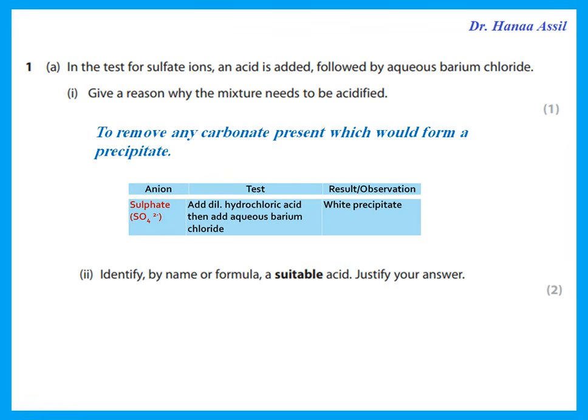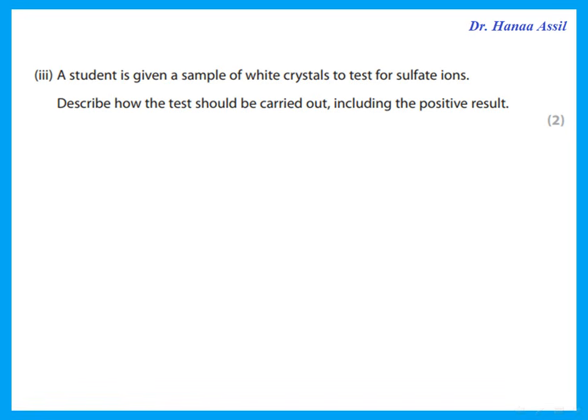Identify by name or formula a suitable acid and justify your answer. Of course, if I'm adding barium chloride, my acid should be hydrochloric acid or could be nitric acid, because these will not form a precipitate with barium ions. But if I put something like sulfuric acid, of course, sulfuric acid is an acid that has sulfate. So if I add it to barium, it would give me a precipitate. So hydrochloric or nitric acids are suitable because they will not form a precipitate with barium ions.